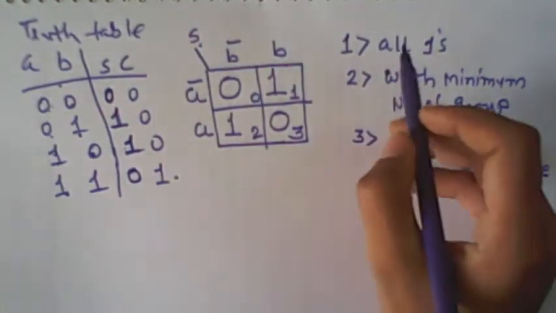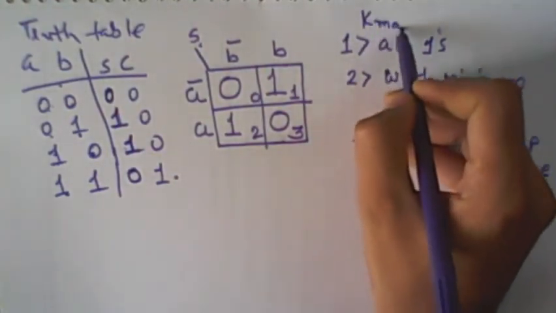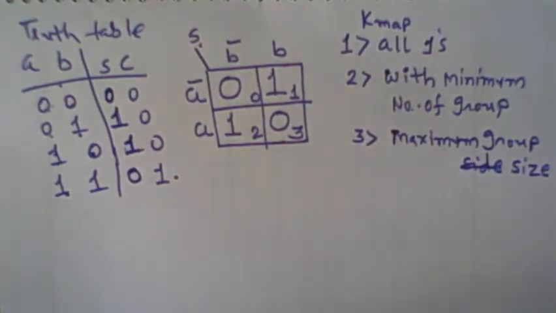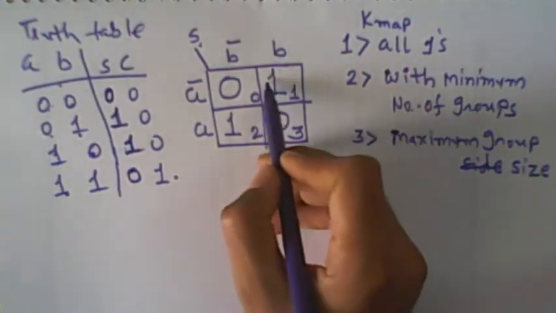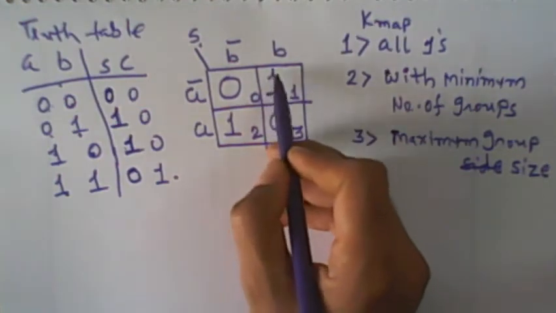So when we go for the K-map reduction, we have to keep in mind that we have to cover all the ones with a minimum number of groups, and we have to maximize the group size, right? And in a group we should have only ones, there should not be any zero inside the group. So let me do this process for this one.